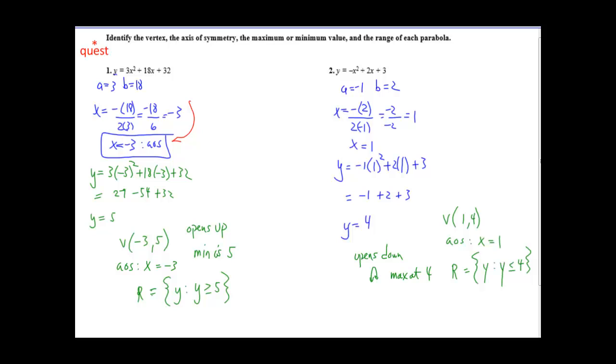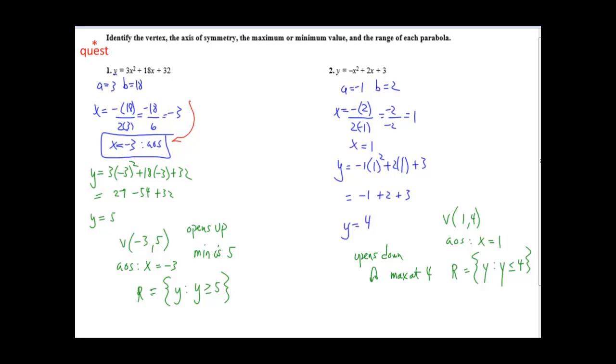Boom. Okay, to get the vertex, we're going to take that negative 3 and input it back into the original equation. So you should have gotten y equals 5. So our vertex is negative 3, 5. Axis of symmetry is x equals negative 3.